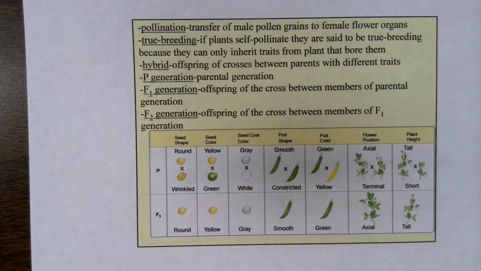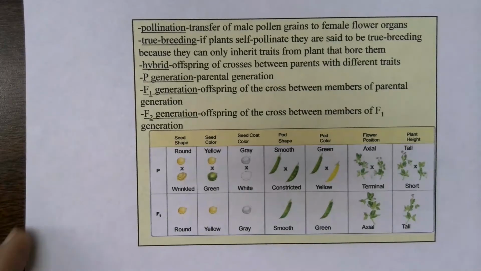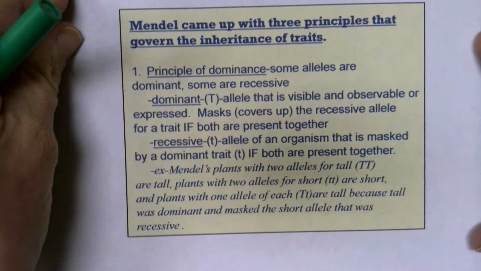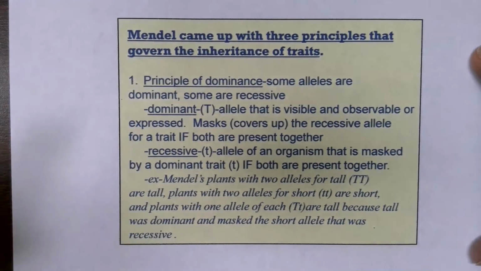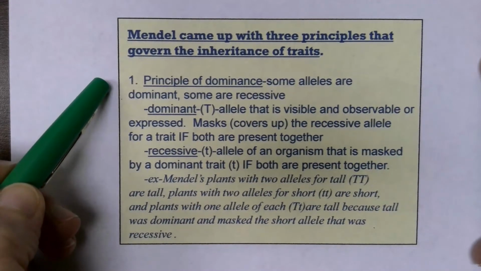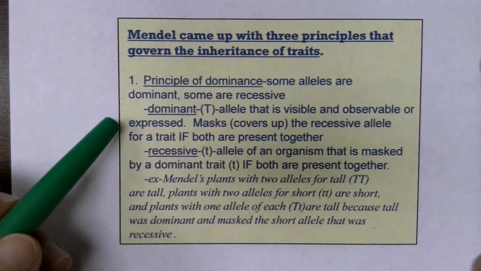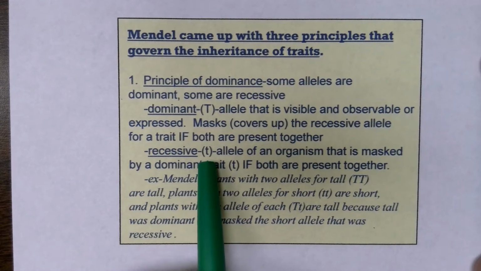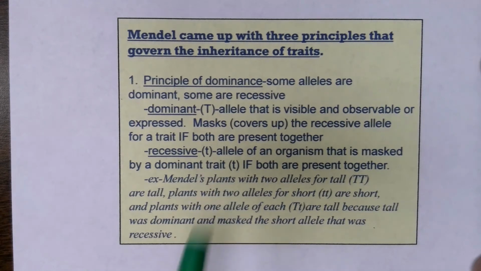Okay, so what that led him to was his first principle, and that's the principle of dominance. Just real simple. Some alleles are dominant and some are recessive, right? So what does that mean? We've already talked about this a little bit too. We're going to use capital letters for dominant alleles. Recessive alleles are going to be written as lowercase letters. You can choose any letter that you would like to use, but you need to use letters that are definitely different in the capital and the lowercase form, like a T, like an A, like a D, okay?